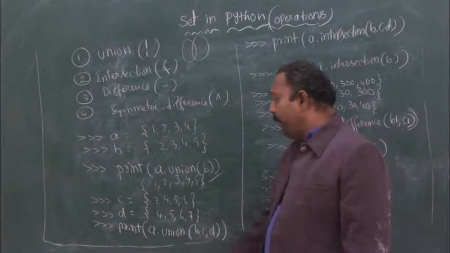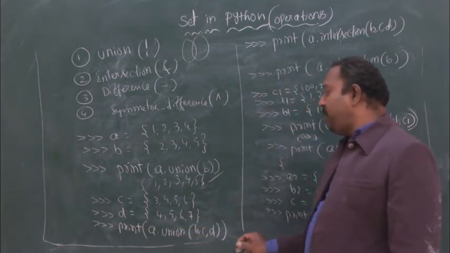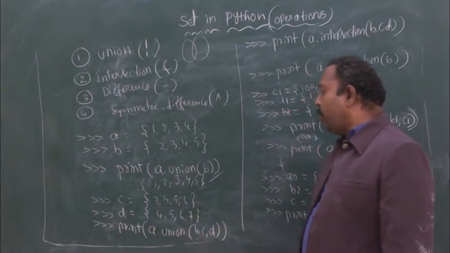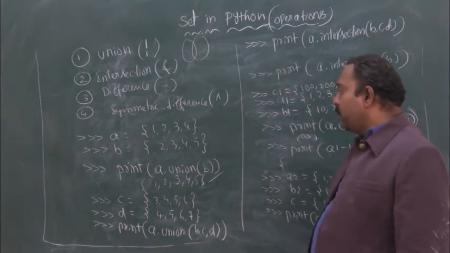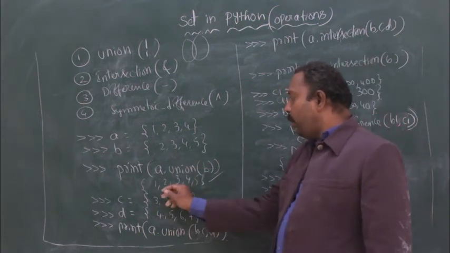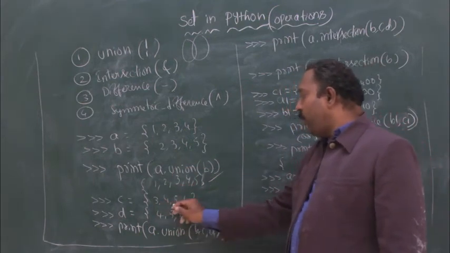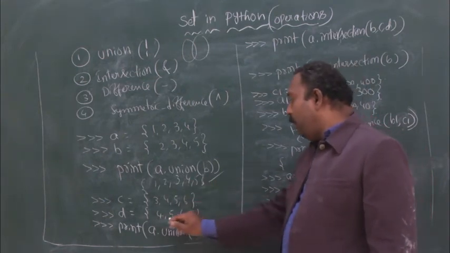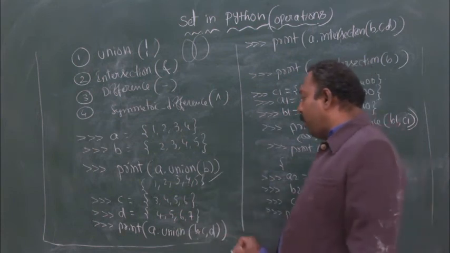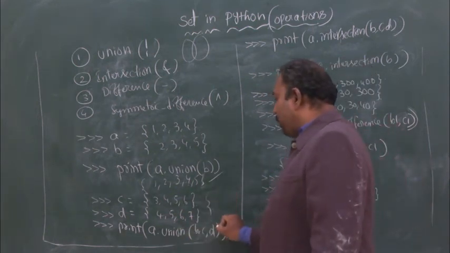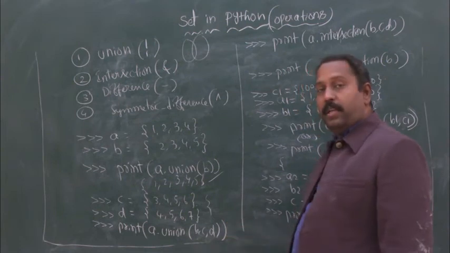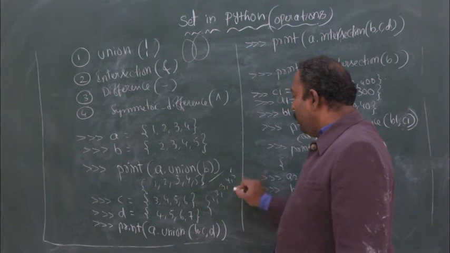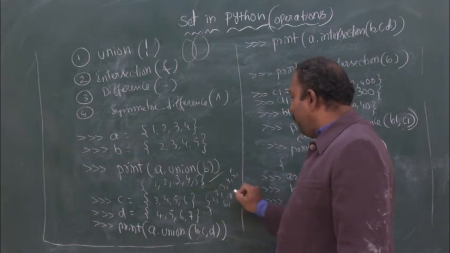And the next one is, suppose, print A.union(B, C, D). That means I want to combine A and B, C, D, all these four. So A union B gives 1, 2, 3, 4, 5. Here 3, 4, 5 are already existing, and 6 is another element. And in C and D, 7 is another element. So print A.union(B, C, D) gives the output 1, 2, 3, 4, 5, 6, 7.